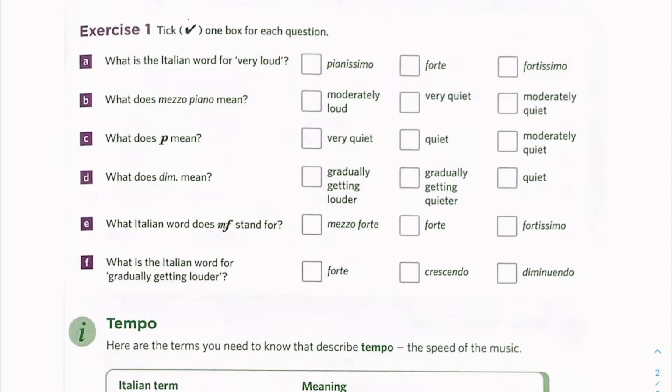Exercise 1. Tick one box for each question. Question A. What is the Italian word for very loud? The answer is fortissimo. Question B. What does mezzo piano mean? Mezzo piano means moderately quiet.